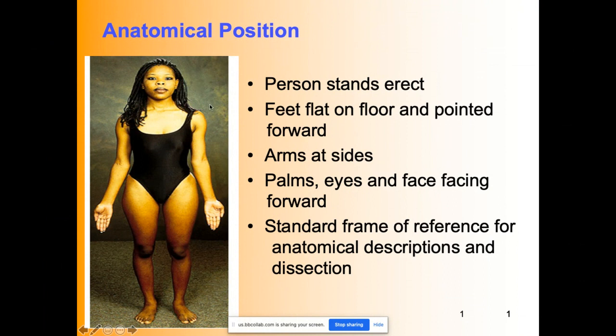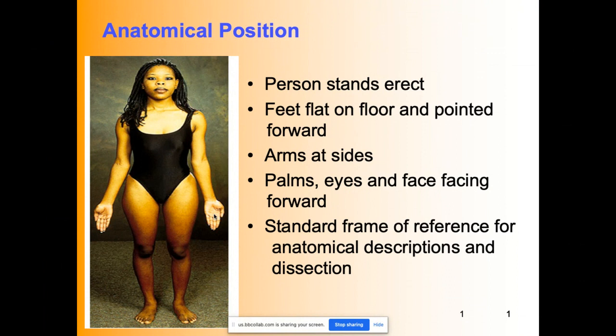What we don't see is her posterior. The posterior is everything on the back, anterior is everything in the front. The hands are also considered to be in a supinated position, which are the palms facing forward. You can see the eyes, you can see the toes, but you don't see the back of the hands, right?